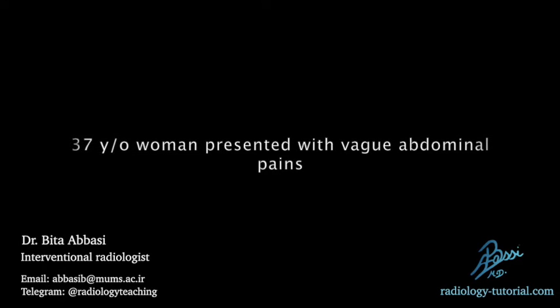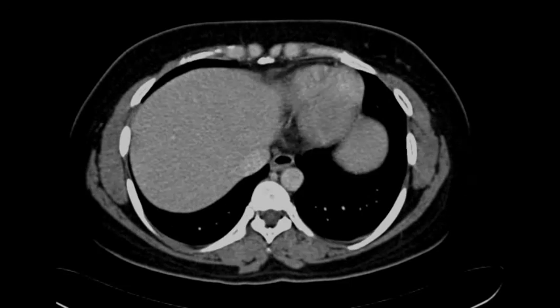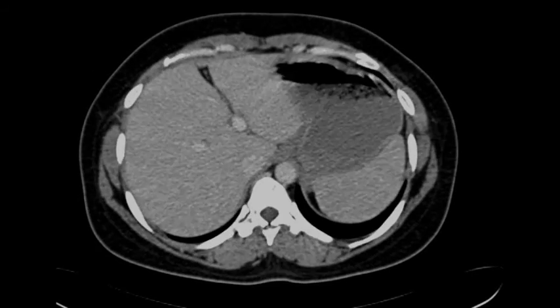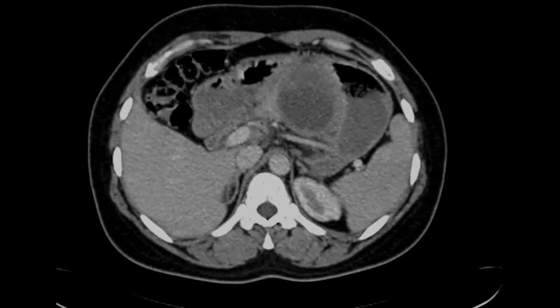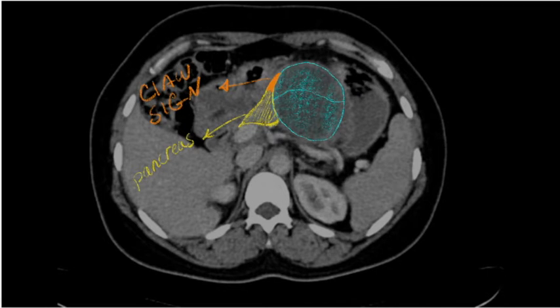Here, I'm going to present a 37-year-old woman presented with vague abdominal pains. Contrast-enhanced CT scan in portovenous phase shows a mass within the pancreas. Here you can see the cystic mass with some septi in the pancreatic head and neck, and we can see a small angular part of the pancreas encircling the lesion.